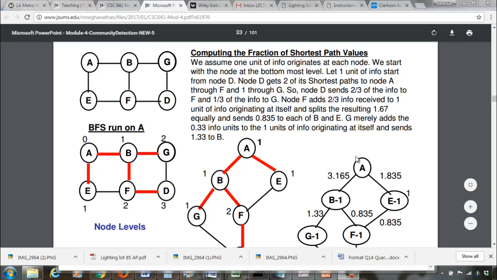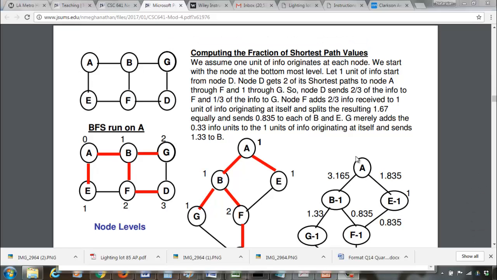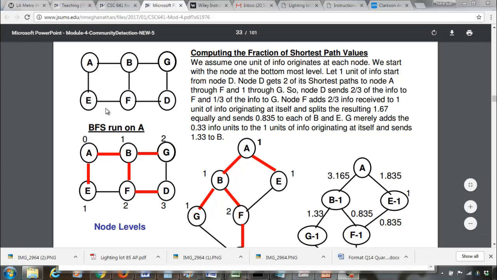Okay, so in this video we are going to look at how to calculate the edge betweenness for each of the edges in a graph. So let us say this is a given graph. So the procedure is like this.